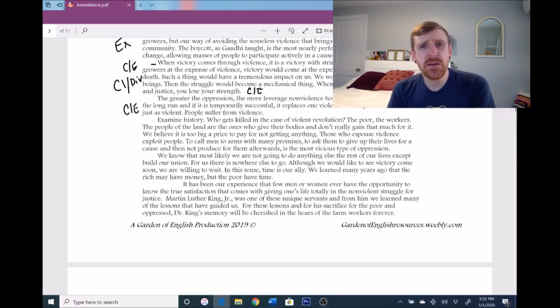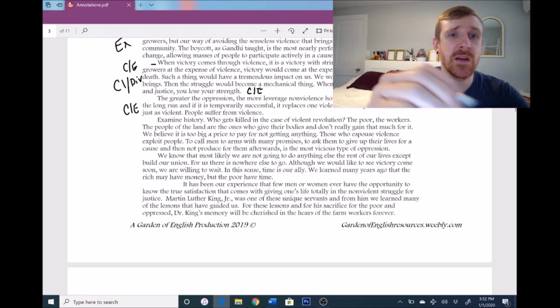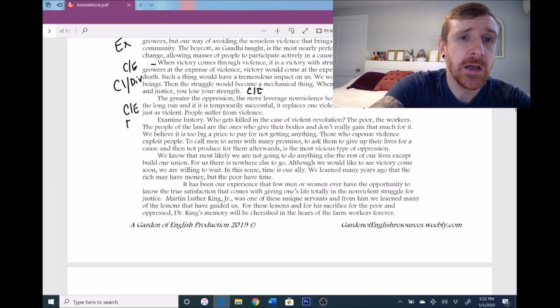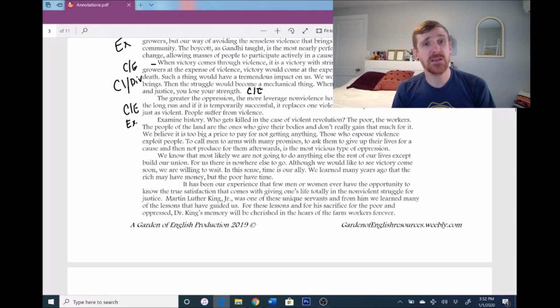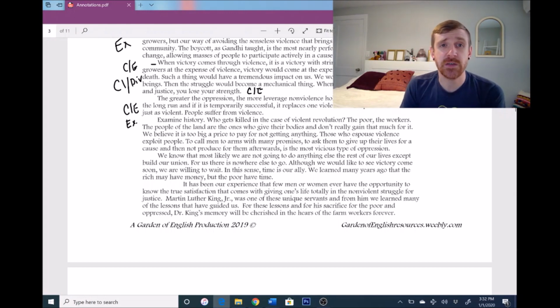And then we have "examine history. Who gets killed in the case of a violent revolution? The poor and the workers." Now, interestingly enough, this is a logical fallacy. However, my kids are going to most likely put exemplification there because he tries to exemplify elements of history. He doesn't do a good job with concrete examples. I might talk to my students about that. That's why we need concrete examples. But they'll still mark that.